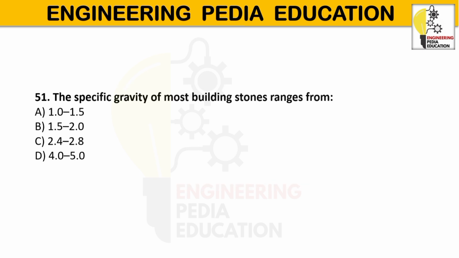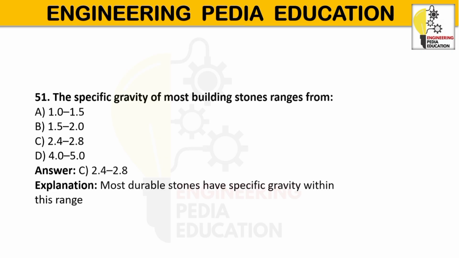The specific gravity of most building stone ranges from 1 to 1.5, 1.5 to 2, 2.4 to 2.8, or 4 to 5? So the correct option is 2.4 to 2.8. Most durable stones have a specific gravity within this range, that is, 2.4 to 2.8.